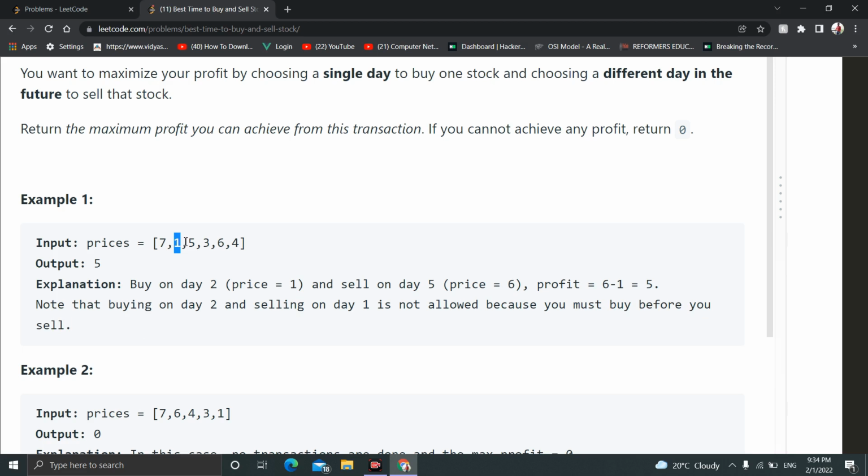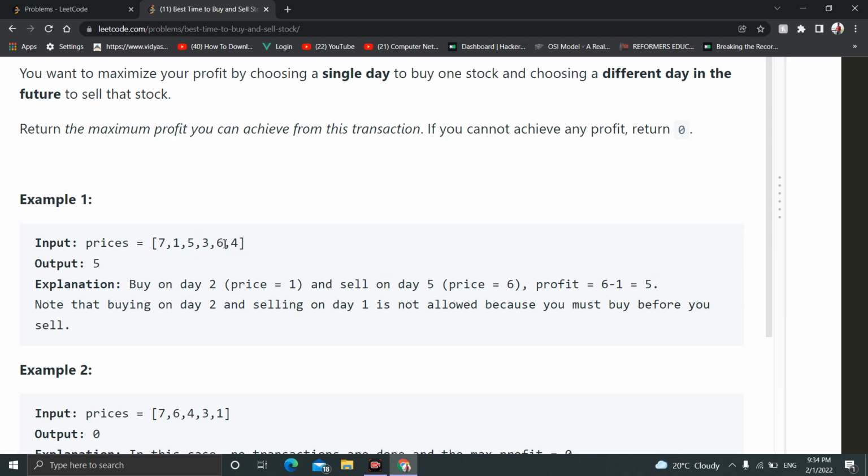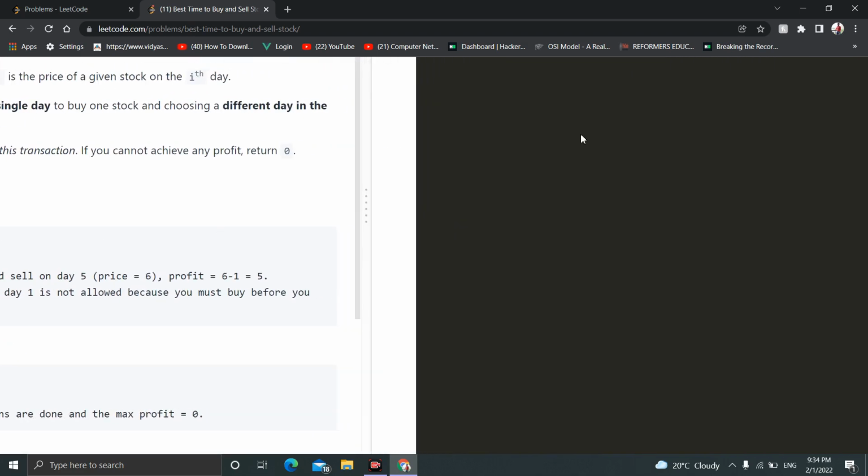So you have to find the minimum on the left side and the maximum on the right side. It cannot happen that you buy on day second and sell on day first, so it is not possible. You have to go in the forward direction and buy at the lesser price and sell at the higher price.